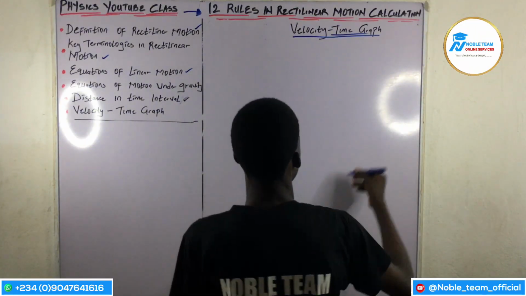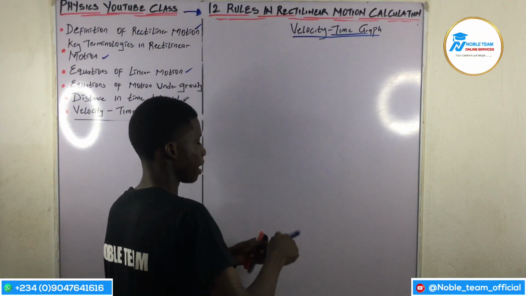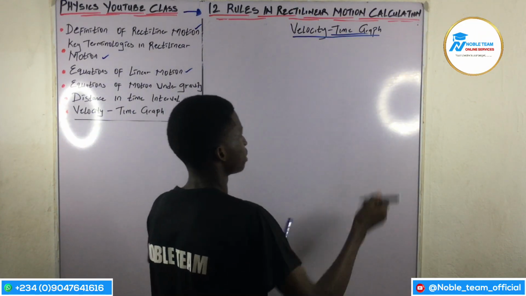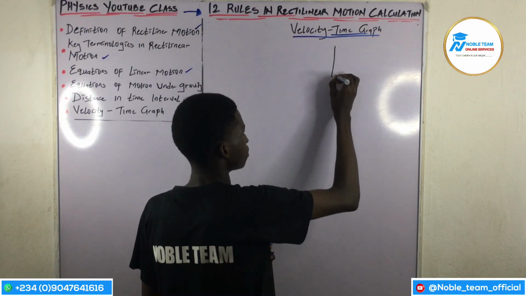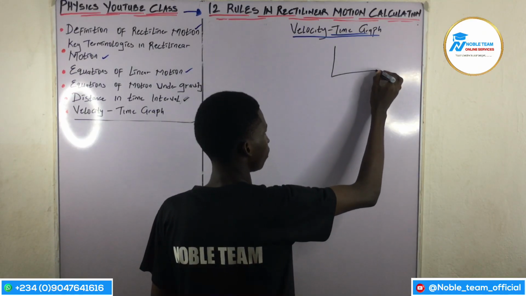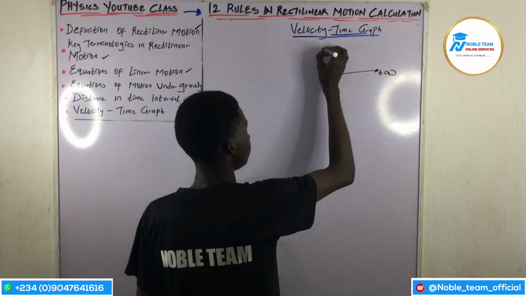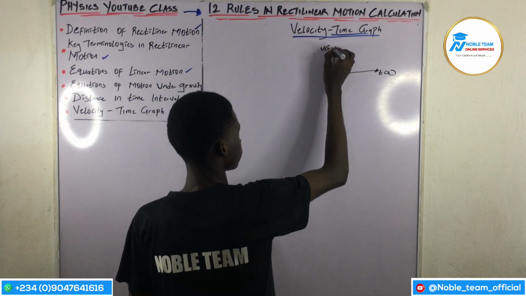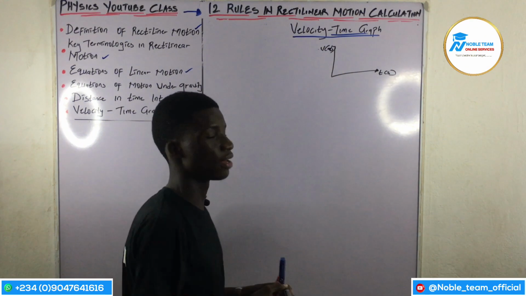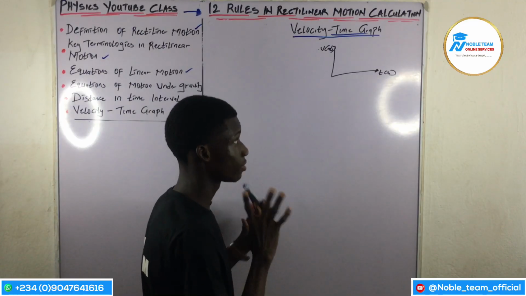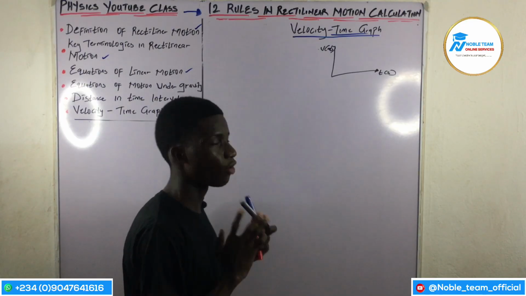Now this is a velocity time graph. Let me use my black pen. This is a velocity time graph. Then I have my t in seconds, then my v in meters per second. This is a velocity time graph. You understand? Now follow me closely.